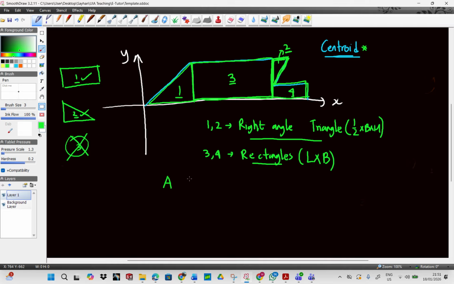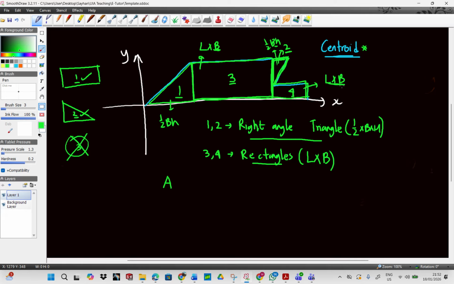Okay, so we can easily find the area of the smaller shapes. That's the whole point of splitting it. So basically the area of number 1 is just half times base times height. For number 2 also, it's just half times base times height. Number 3 is simply length times breadth. This B is breadth, so don't confuse it with the B for the triangle. It's different. And this is just length times breadth.